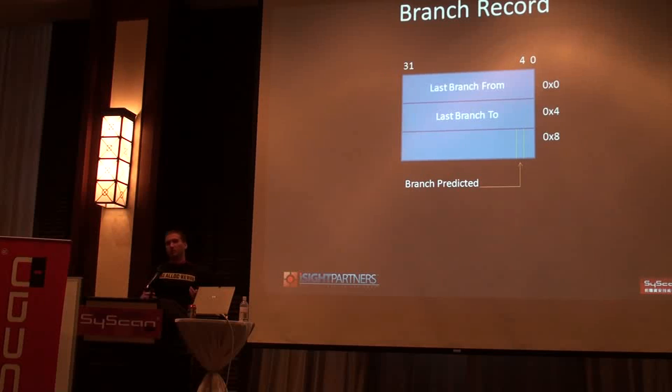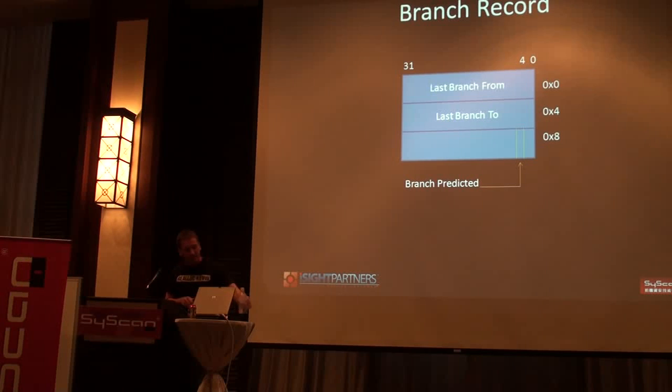So I'm tracing stuff, right? And the traces are actually just branch records that the microcode is writing to memory. So what I have is the last branch from, the last branch to, excuse me, and if the branch was predicted. This branch prediction stuff could be pretty interesting, but for the work I'm doing, I haven't really found a use for that. If you guys come up with an idea about how we could use the branch prediction and tracing, that might be cool.